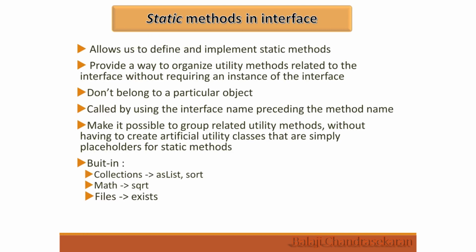In Java 8 and later versions, interfaces can have static methods. Static methods in interfaces provide a way to organize utility methods related to the interface without requiring an instance of the interface. These methods are associated with the interface itself, not with any specific instance. When calling a static method from an interface, you need to use the interface name to precede the method name. This syntax distinguishes static methods in interfaces from instance methods.